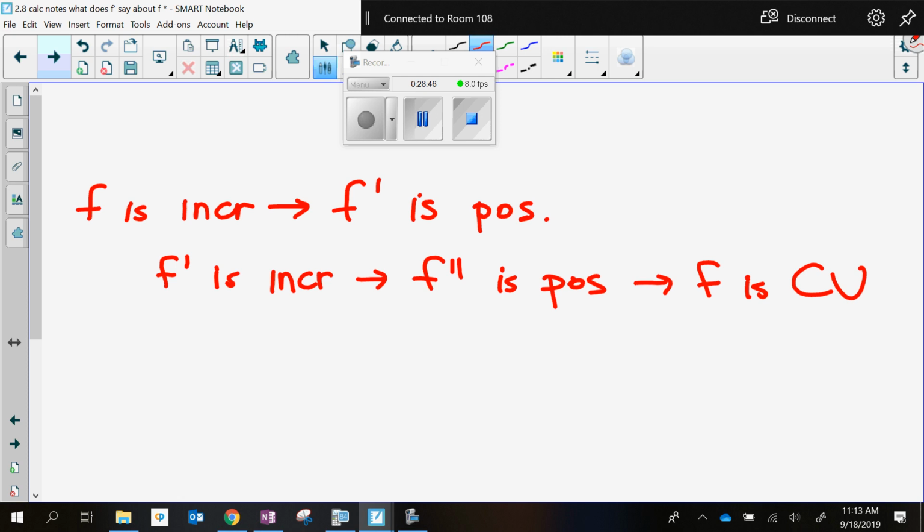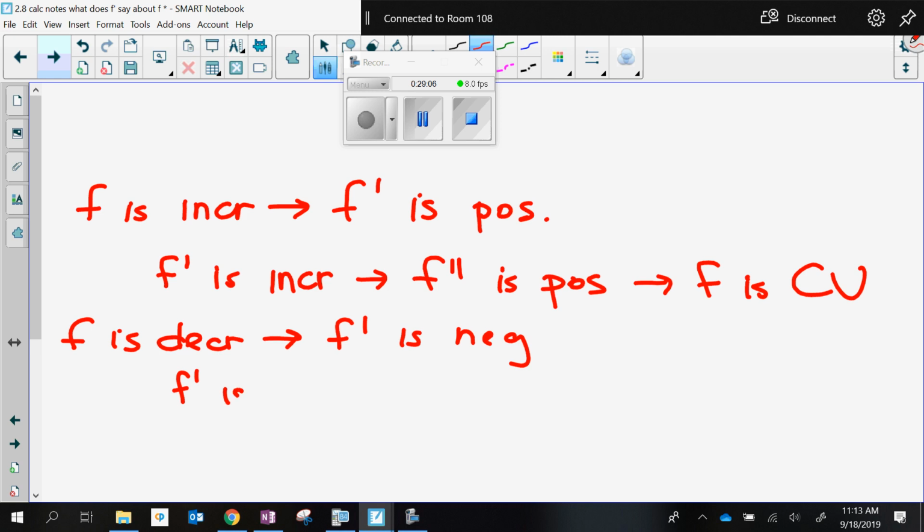So that's why we no longer can say it's doing that. What are you talking about? Are you talking about F? You're talking about F prime? F is decreasing. What do we know? F prime is negative. What about F prime being decreasing? Decreasing and negative are not the same thing. You do know that, right? It could be, but they're not necessarily the same thing.